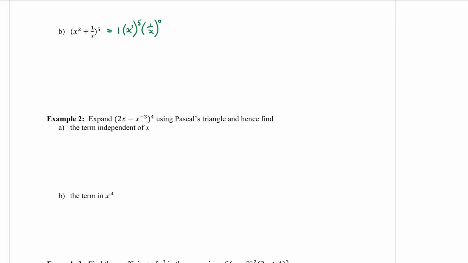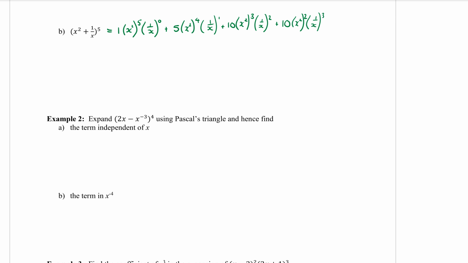The next term along, the coefficient is going to be a 5. The x squared is going to decrease to a power of 4, and the 1 over x increases to a power of 1. Next term, the coefficient is a 10. The x squared decreases again to a 3, and the 1 over x increases to become squared. Next coefficient is also a 10. The x squared decreases again to be 2, and the 1 over x increases to become a 3.